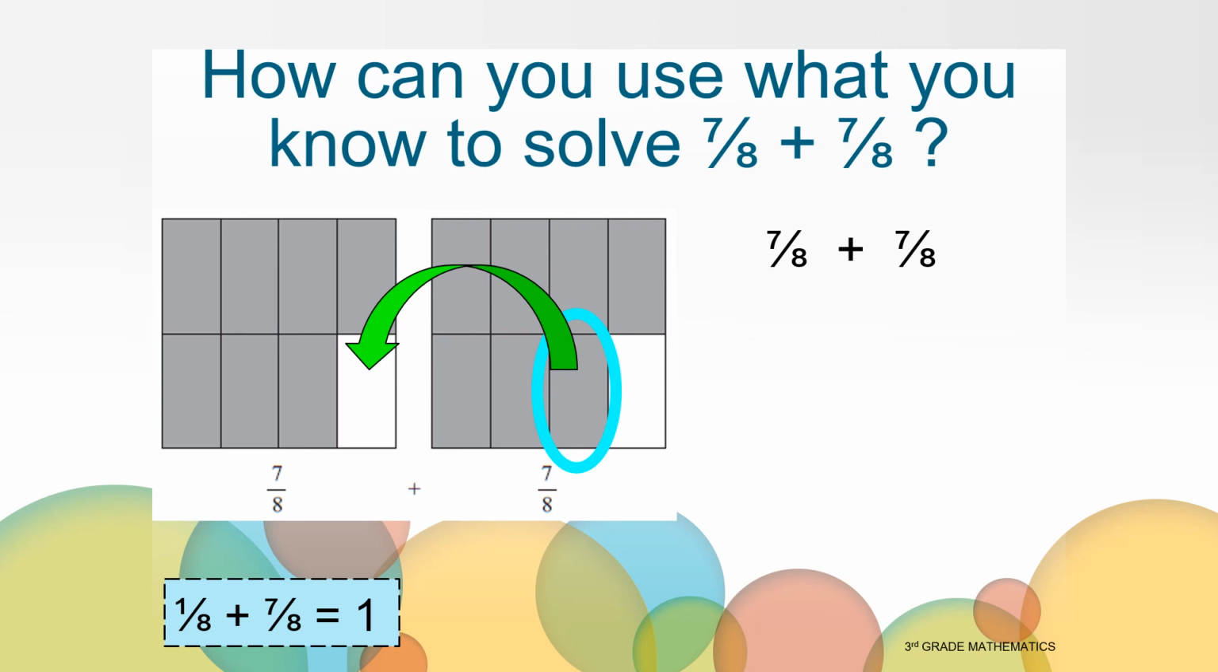Again, I'm not changing the amount that we have. I'm simply rearranging what we have to make it easier to think about. So now I have 8/8 or 1 whole plus 6/8, which is equal to 1 and 6/8.